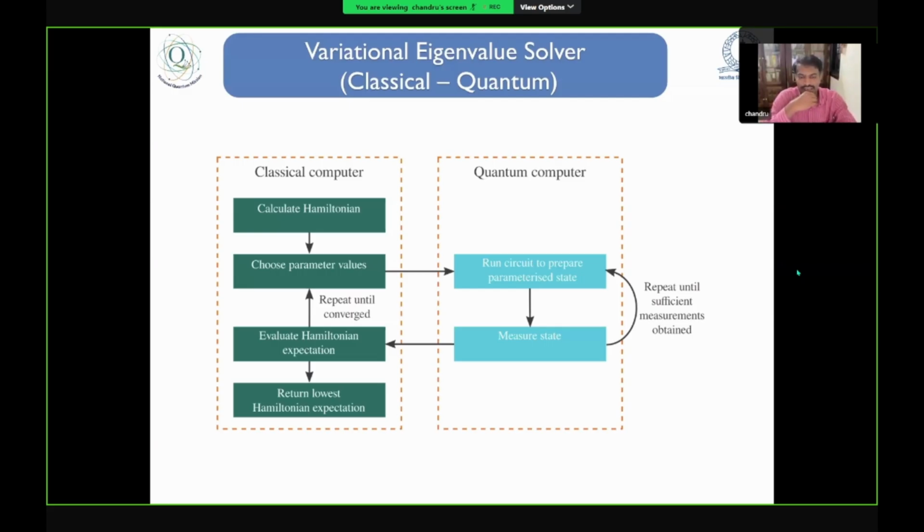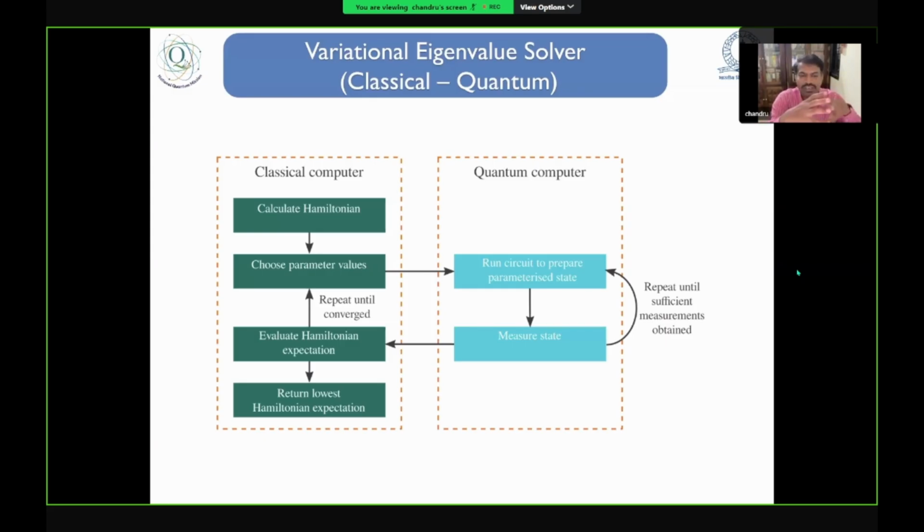What classical computers can do efficiently is that you can calculate the Hamiltonian and choose parameter values, and after you choose the values you need as input, you can run the circuit on parameterized states in multi-qubit states, and then measure those states. You can run them in a loop, continuously optimizing the solution you want. Once you are convinced that the parameterized output state is effective, you send it back to your classical computer, which evaluates the Hamiltonian and gives you the lowest Hamiltonian expectation, which is called finding the lowest energy of a state.